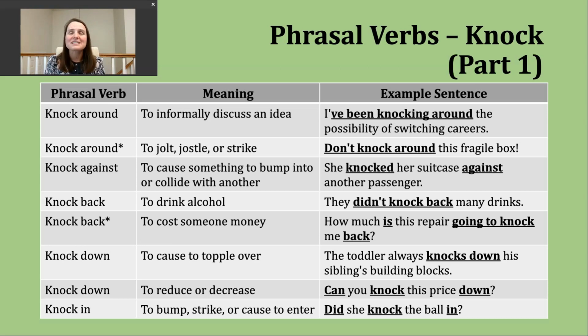The next phrasal verb we'll discuss is knock down. This can have a couple different meanings. One might be to mean causing something to topple over or fall over. An example of this: the toddler always knocks down his siblings' building blocks. Okay, so here you might think of this as kind of pushing something over, causing it to fall. This is an example of the simple present. I'm describing a habit or a routine.